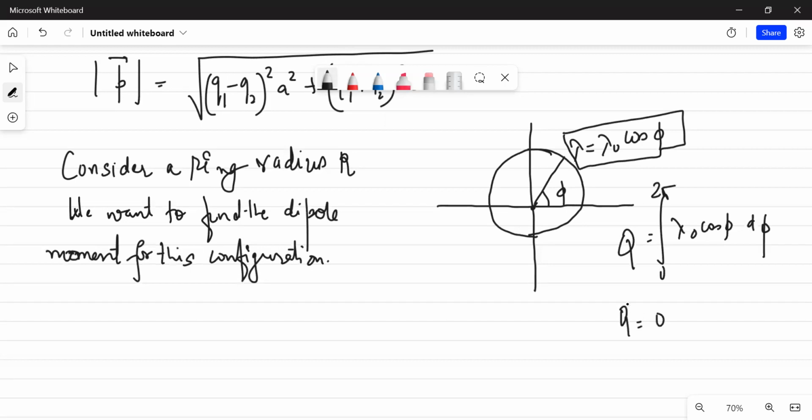Your total charge would come out as 0. Is that clear? So when the total charge comes out to be 0, then in the general potential terms the monopole contribution will be 0, and only the dipole contribution remains, right? So we want to find, let's not talk about the potential, but we want to find the dipole moment for this configuration. How to find the dipole moment?